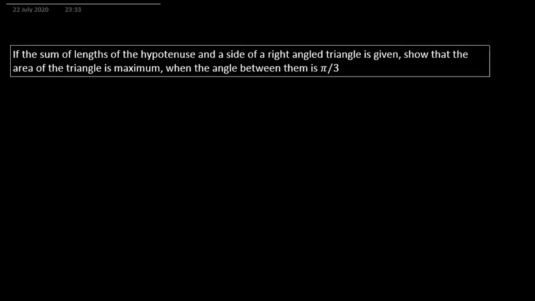If the sum of length of hypotenuse and a side of right angle triangle is given, show that area of the triangle is maximum when the angle between them is pi upon 3. So what is given? If the sum of length of hypotenuse and a side of right angle triangle is given, show that area of the triangle is maximum when the angle between them is pi upon 3. Pi upon 3 is 60 degree.